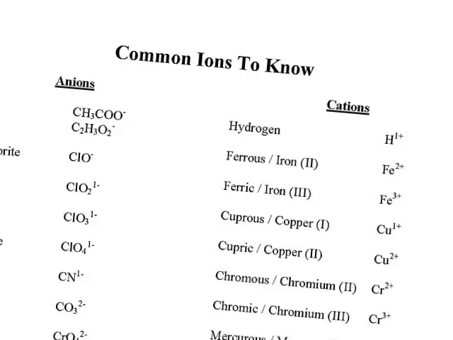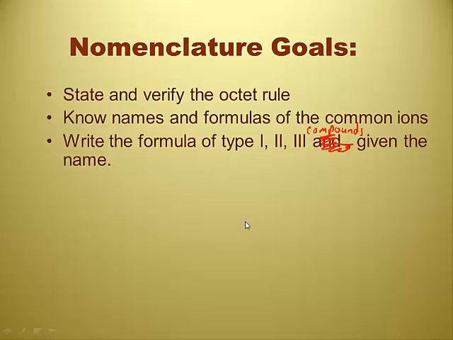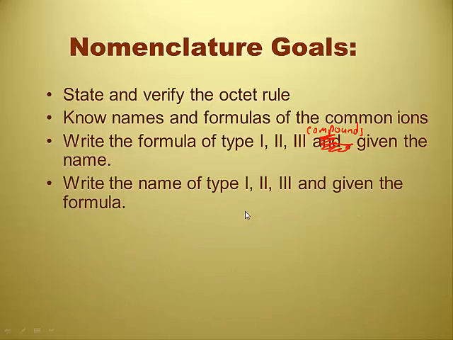Write the formula of type 1, 2, and 3 compounds given the name. We want you to be able to write the name of type 1, 2, and 3 compounds. So I'm assuming we're going to want our chemistry students to be able to write the formula of the compound given the name and write the name given the formula. That's a good summary, Mrs. G. Yep.